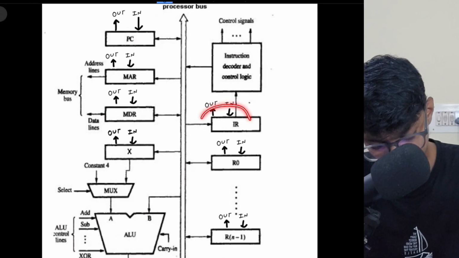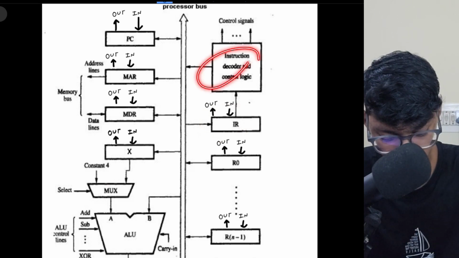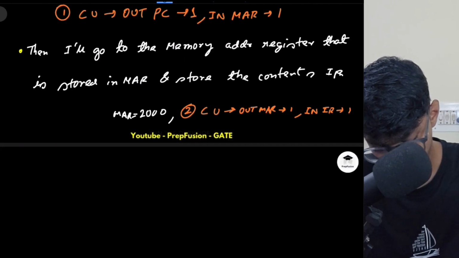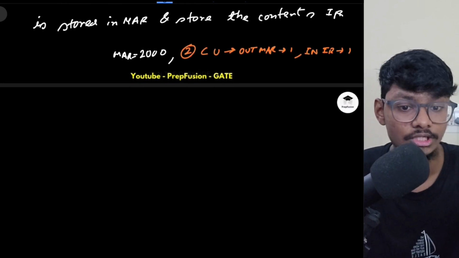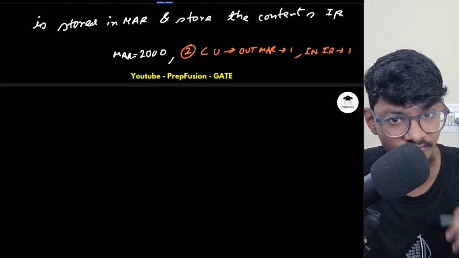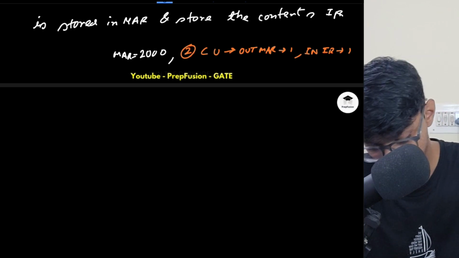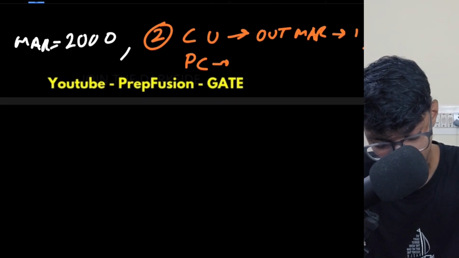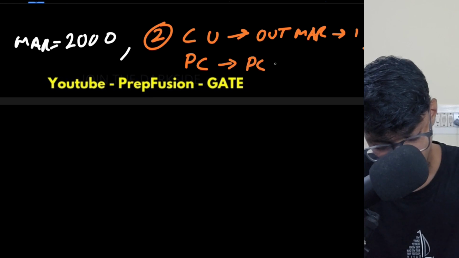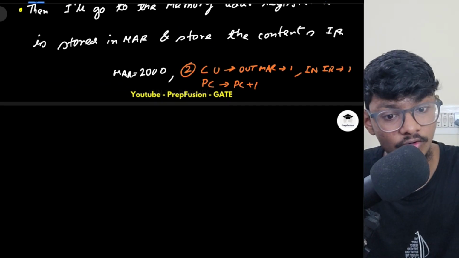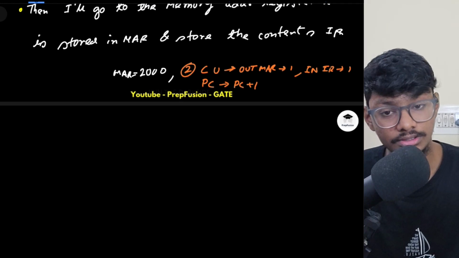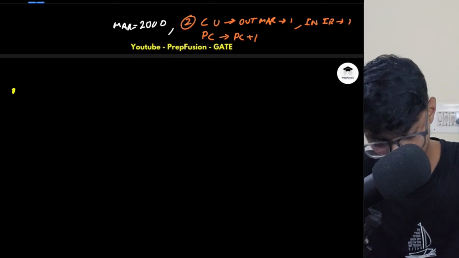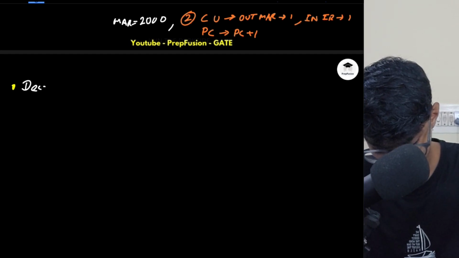So after this what will happen? The control unit will take some input from the IR. The instruction has been fetched. As soon as the instruction has been fetched, what will the control unit say? The control unit will tell the PC to update its value to PC + 1. Then the third step will happen. This is the decoding step.